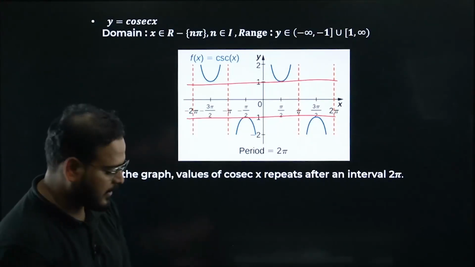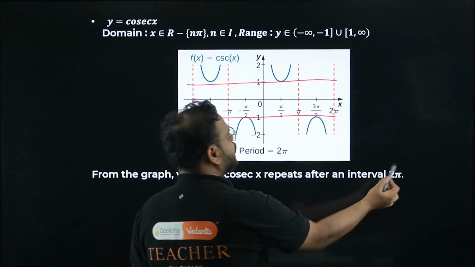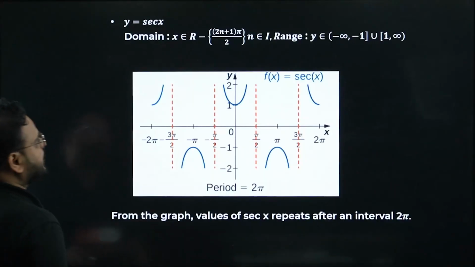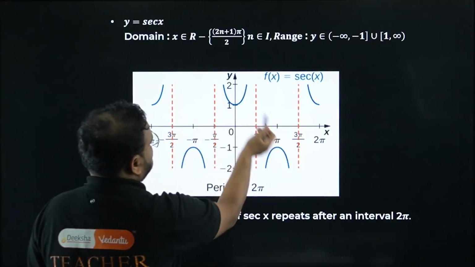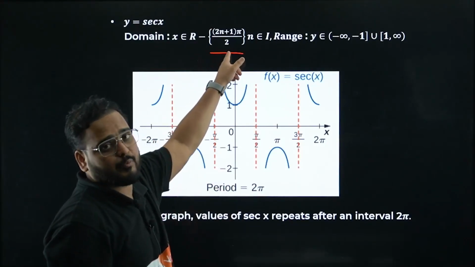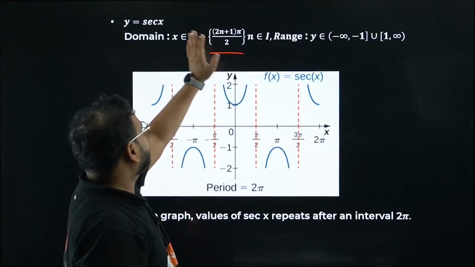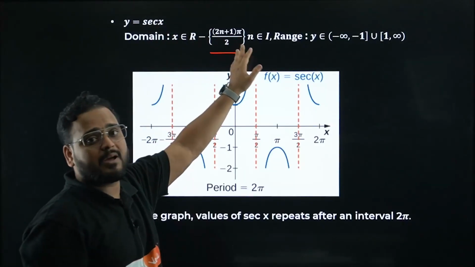Please check. Moving on. Again repetition is after 2 pi. Same goes with sec also. Same thing, but of course the range will be different. Here it is undefined at, why like this, sir? Because it will be 0 at this point, no? That's why we are taking that out. It will be 0 at this point. If we take cos at an odd multiple, it will become 0, right?